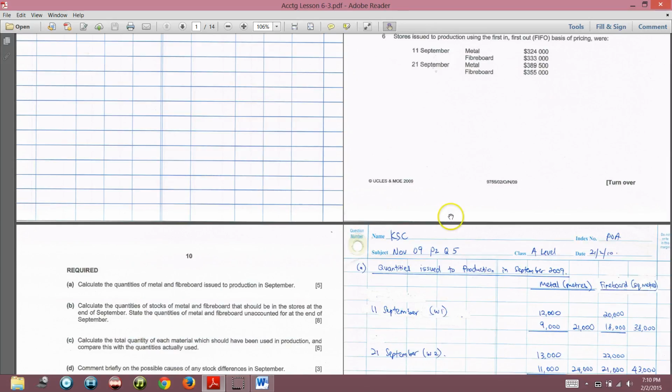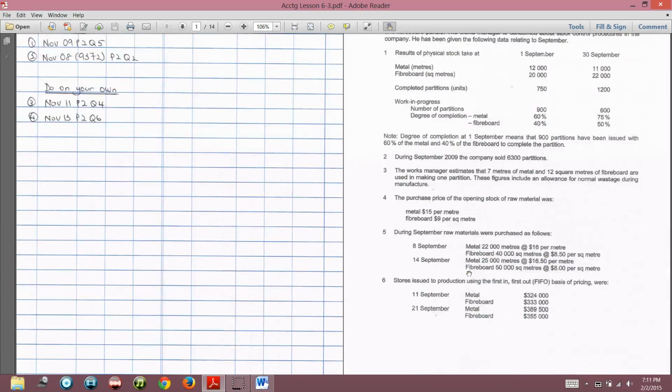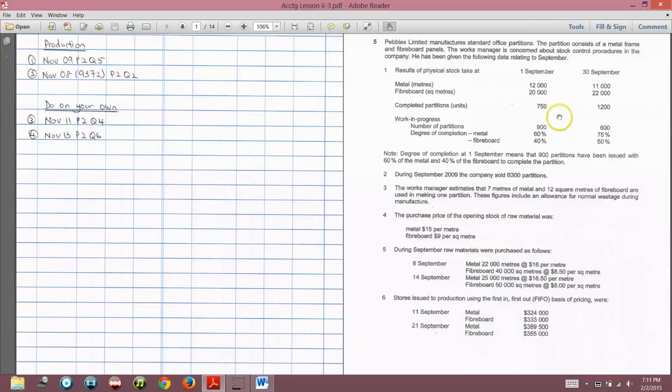So I can do it in such a way that without thinking too much, I'll put here, this is part A. Quantity issued to production in September 2009, metal, quantity, right? So metal will be in brackets meters and fiberboard will be in brackets square meters. So without thinking too much, I do the title and then I put metal and fiberboard in order to cater to what the question wants. Then now I look into this again.